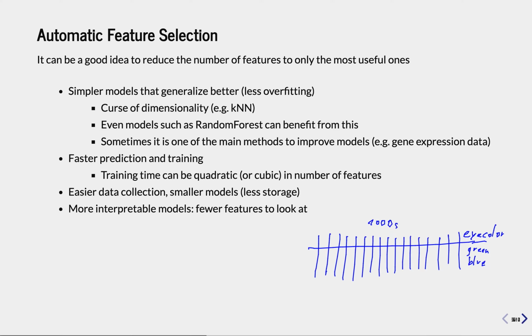And you don't know which of these genes are related to the eye color, right? It could be 100, it could be 1,000, it could be 3, right? You have no idea.